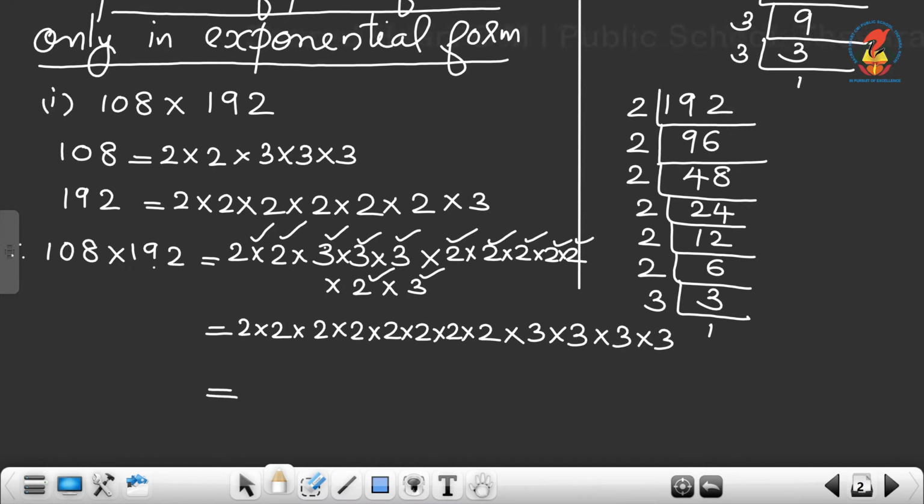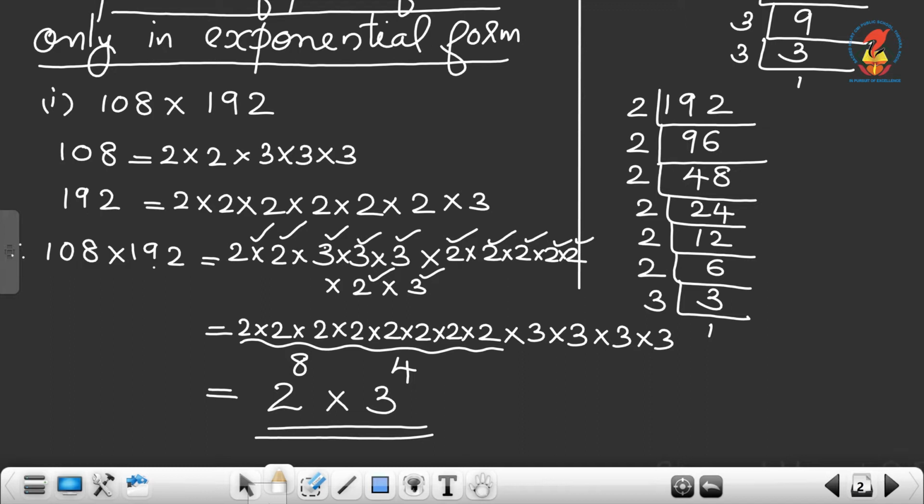Now look at that: here 2 is multiplied by itself how many times? 8 times. 1, 2, 3, 4, 5, 6, 7, 8. So we can write it as 2 raised to the power 8, into, and 3 is multiplied by itself 4 times, so we can write it as 3 raised to the power 4. So the answer is 2 raised to the power 8 into 3 raised to the power 4.